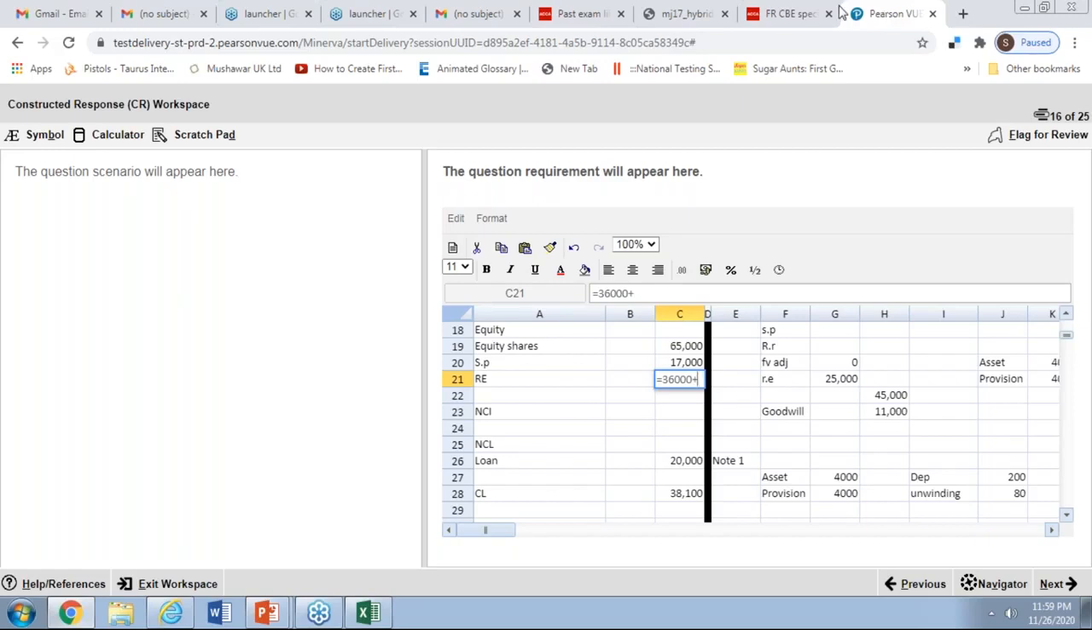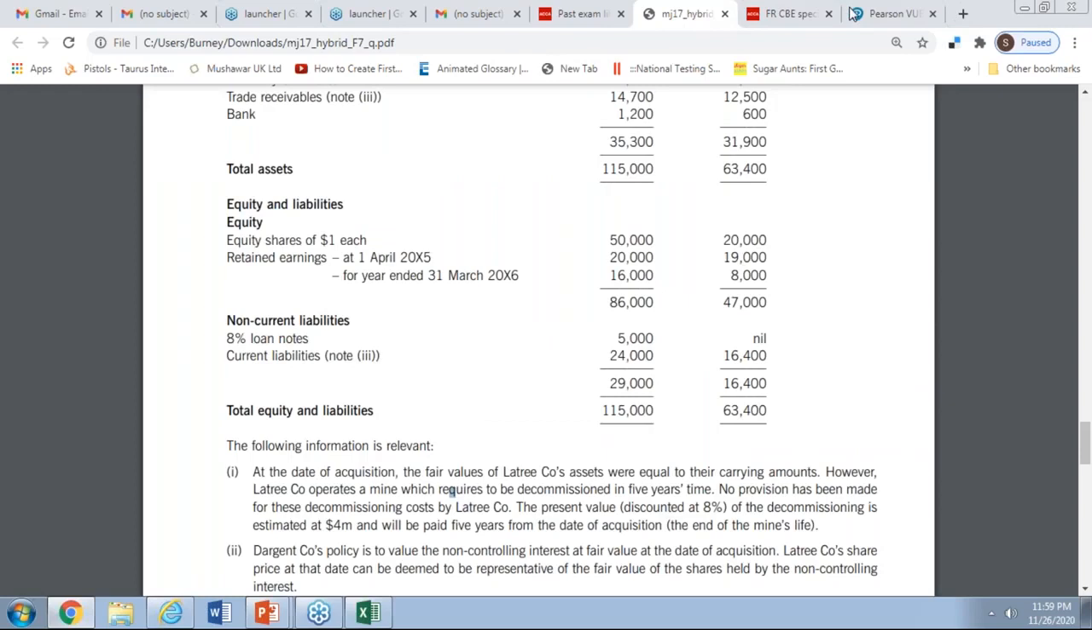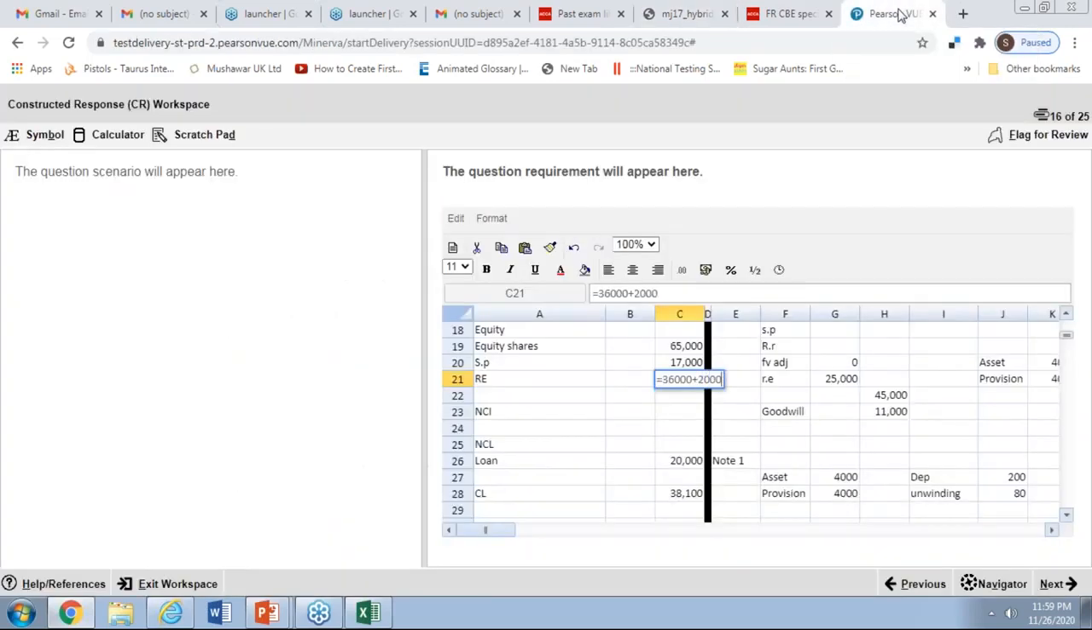Subsidiary profit in the post-acquisition period will be 2,000 into 0.75, 75%. Minus 200 into 0.75. Minus the unwinding of discount, which is 80 into 0.75.